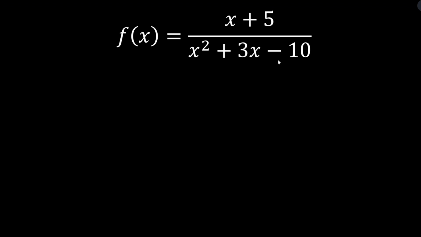I see a fraction, I see a variable expression in a denominator, and so I'm going to say, well, we want to figure out what x values make this denominator equal 0, and we want to exclude those from the domain. So x squared plus 3x minus 10 cannot equal 0. So this is our domain restriction. We're taking the entire denominator and setting it not equal to 0.